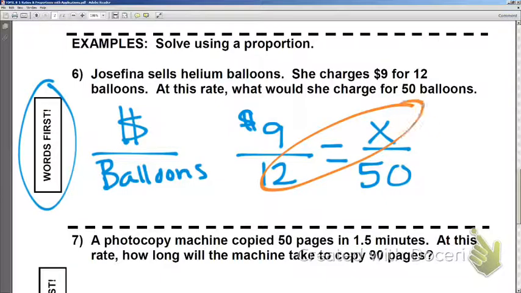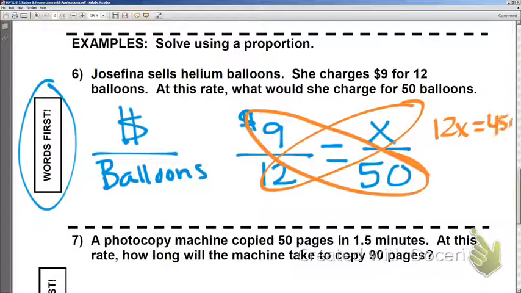So if I cross multiply, I have 12x equals 450. Divide by 12, and for 50 balloons, it costs $37.50.